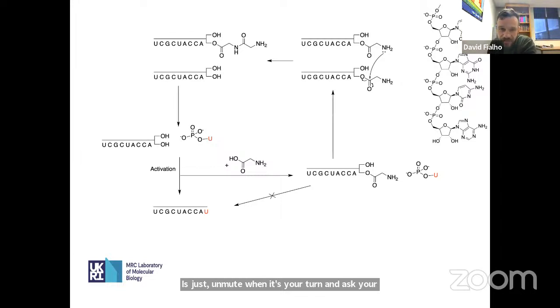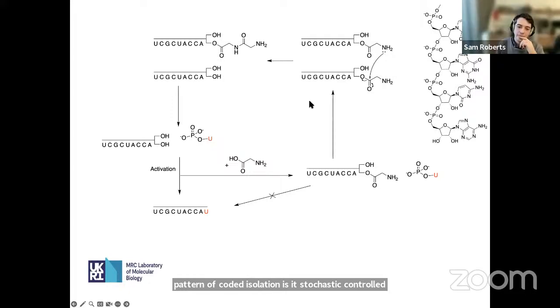One of the first questions I see in the chat here, Sam, I think you probably addressed this, but I'll read it anyway. Manon asks: the pattern of coded acylation, is it stochastic, or controlled and deliberate due to environmental factors?